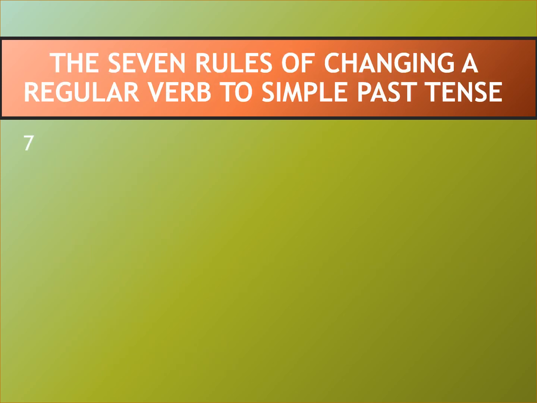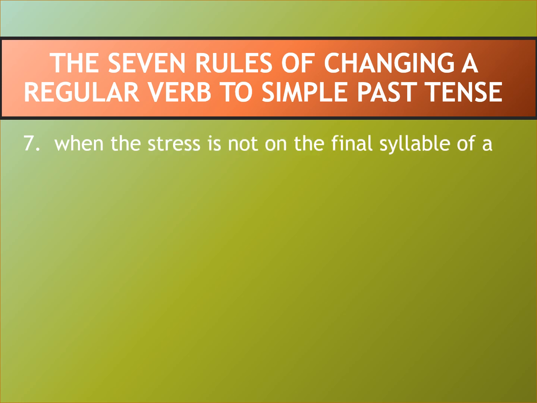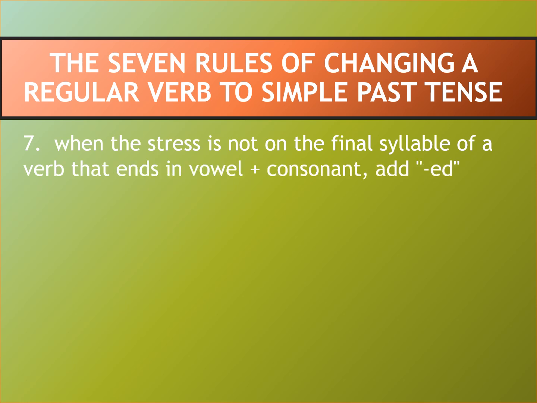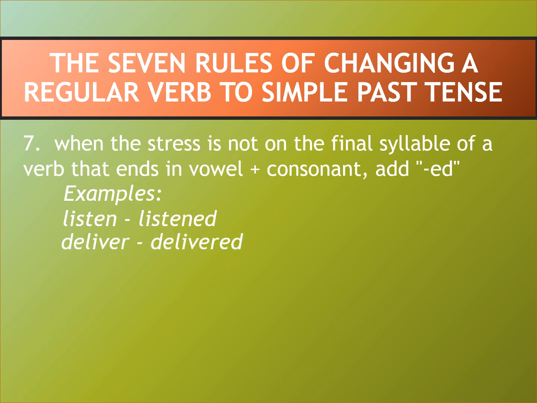For regular verbs, number 7 is when the stress is not on the final syllable of a verb that ends in vowel plus consonant, add ed. Examples: listen, listened. Deliver, delivered.